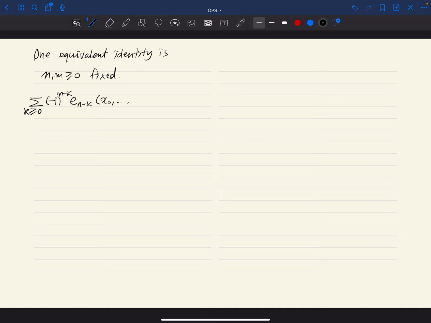x0 ... xn-1 times h_{k-m} x0 ... xm equals delta_{nm}. We have an identity like this. It's just equivalent. But let me rewrite this a little bit. Let's introduce another parameter, capital N equals n minus m. Suppose that this is greater than or equal to 0. Let's just consider this case, because otherwise it'll be 0.